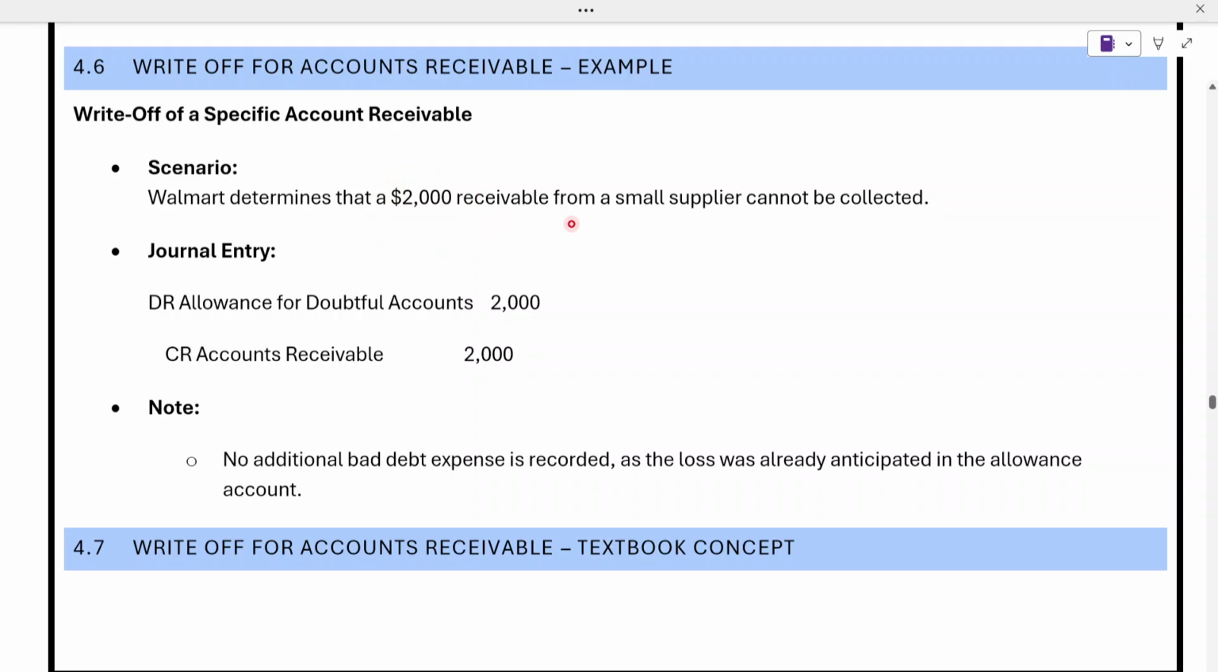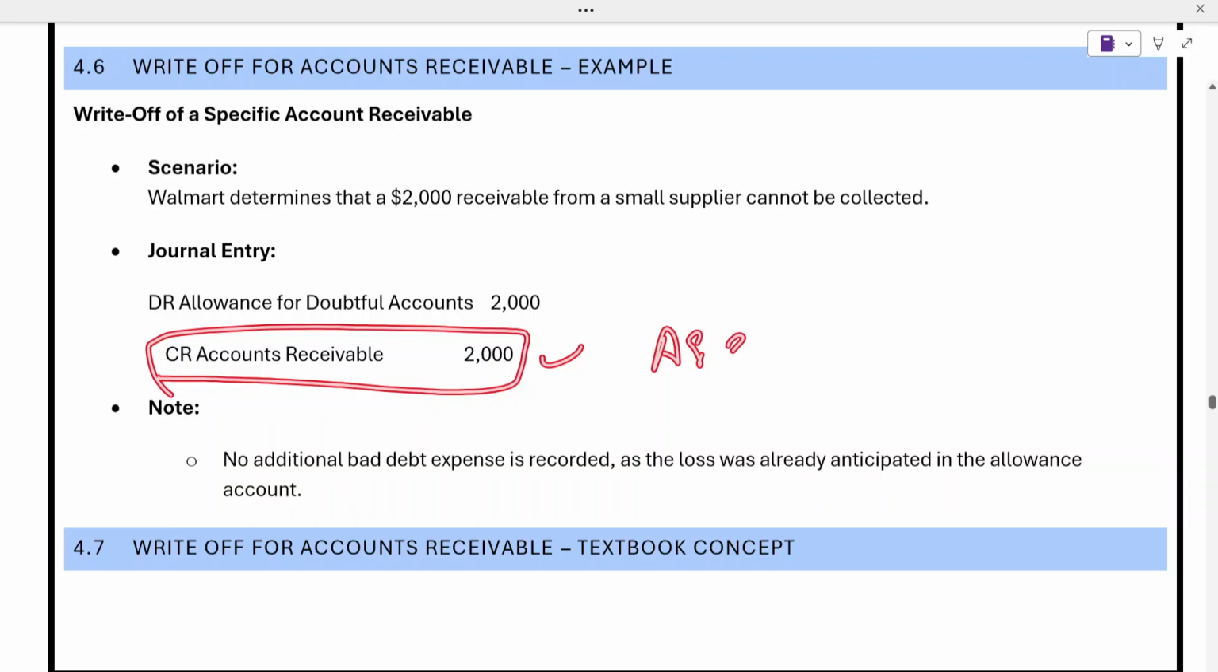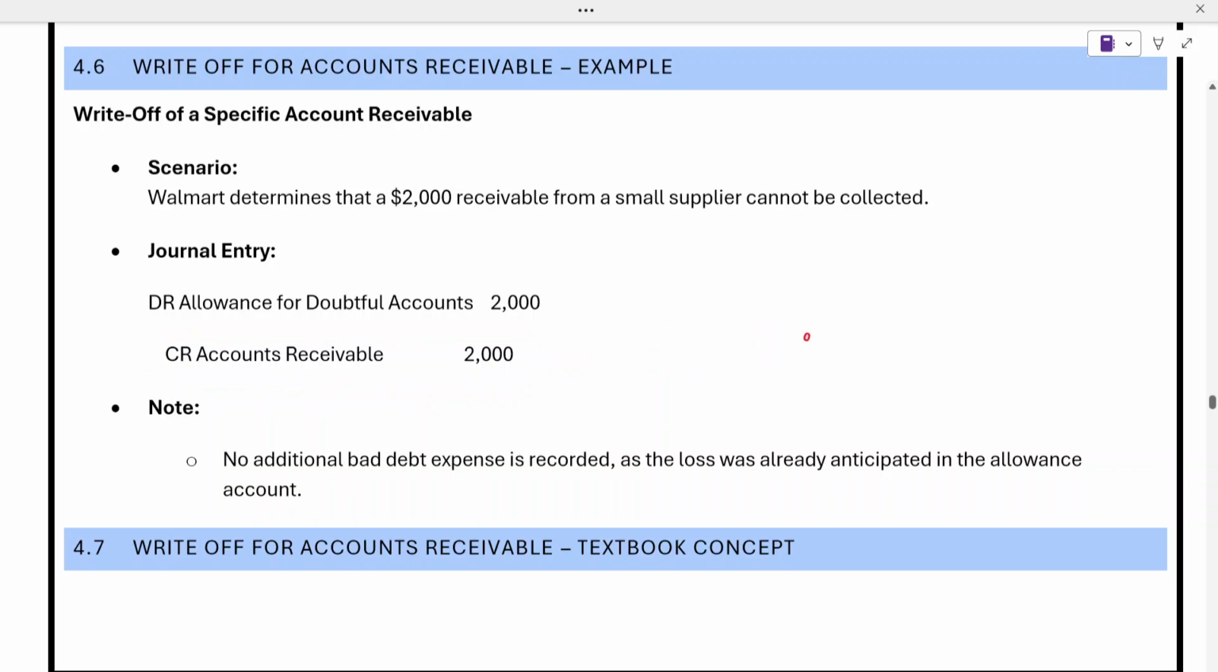Because we know that now the debtors, or accounts receivable, will get reduced. So we credit the accounts receivable. Why? Because when our assets reduce, we credit them. So we have credited that.